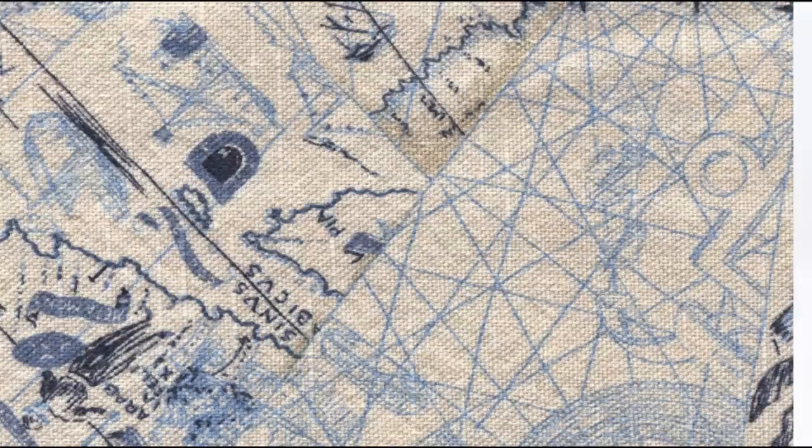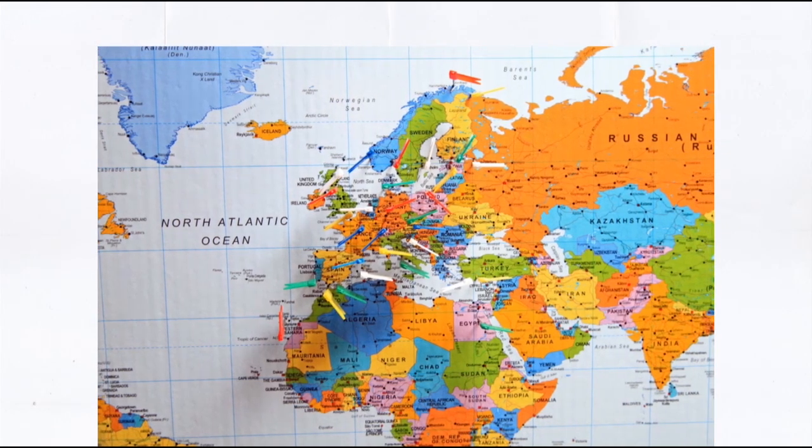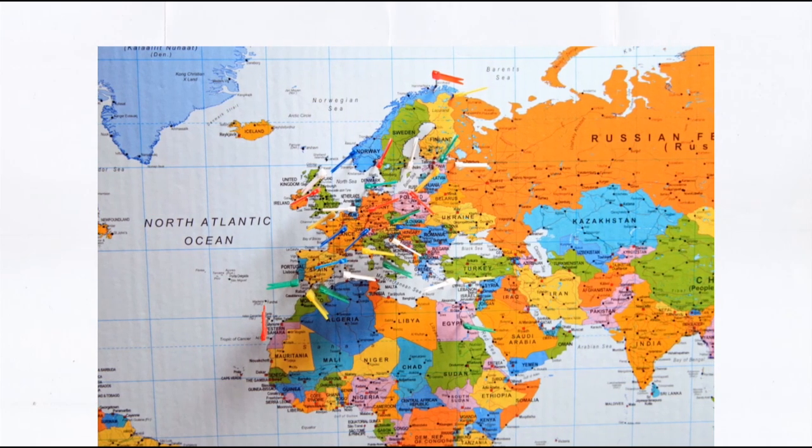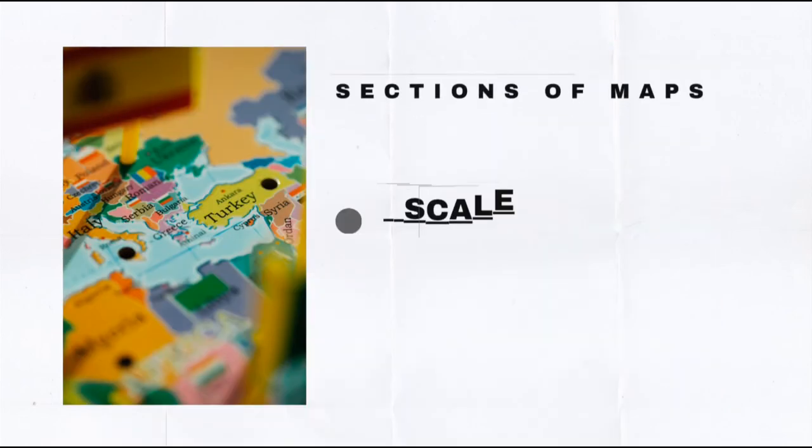A map must have a body. A body means the content or the actual surface that represent the place or the actual place that is being represented. So this surface will be covered by symbols, lines, themes, pictures, or some certain symbols that tell us what is in the actual place. Importantly, a map must have a scale.